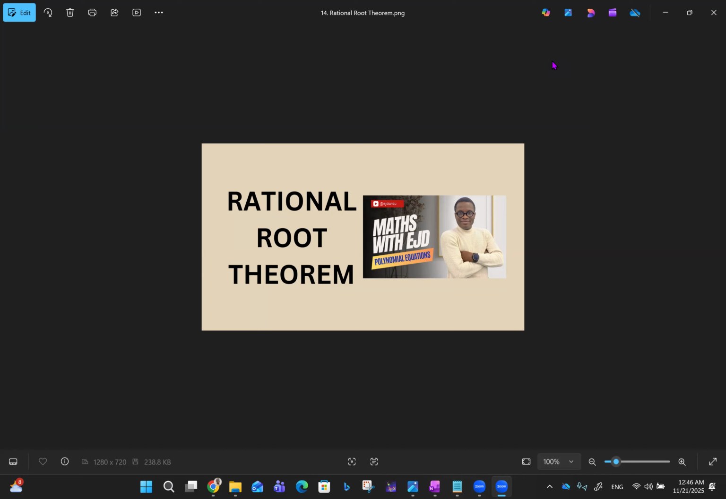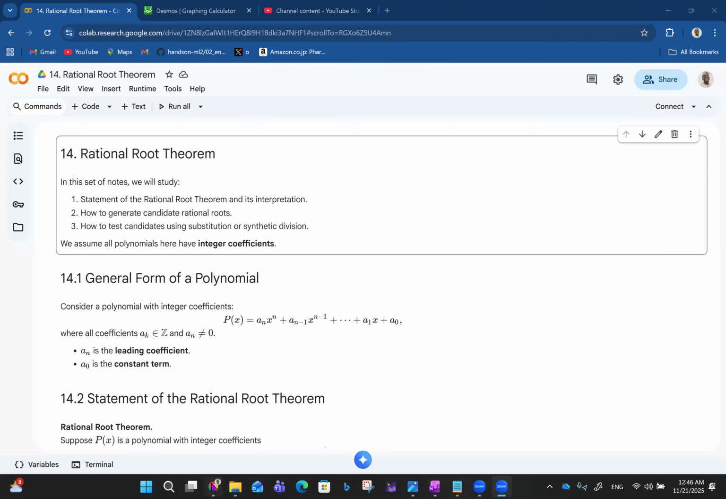And there are a lot of things we can actually do with that. We can formulate the roots. We can formulate the quadratic equation by just knowing the sum and product of the roots. Okay, so now let's go on to the rational root theorem.